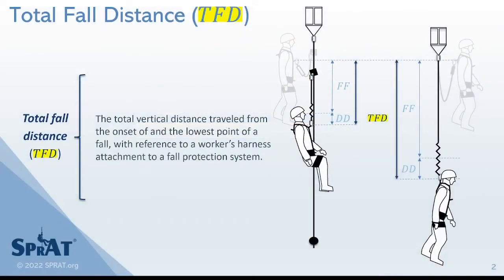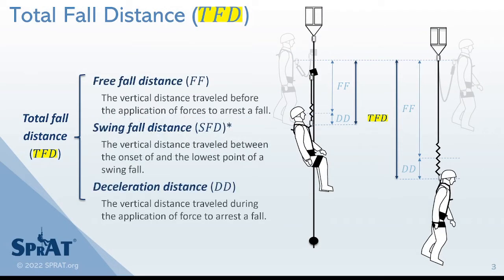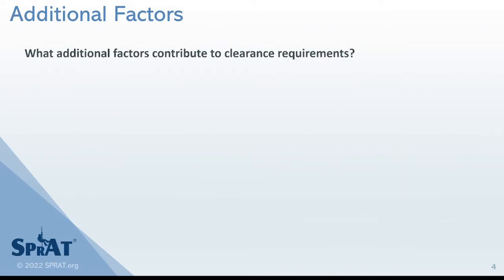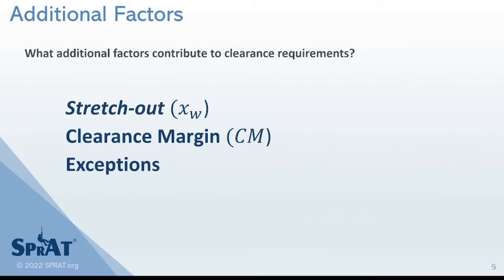So far, we've considered only the components of total fall distance and clearance requirements. These factors are free fall distance, swing fall distance, and deceleration distance. What other considerations are missing from this model? Additional factors include stretch out, clearance margin, and exceptions within Spratt's clearance requirement guidelines.